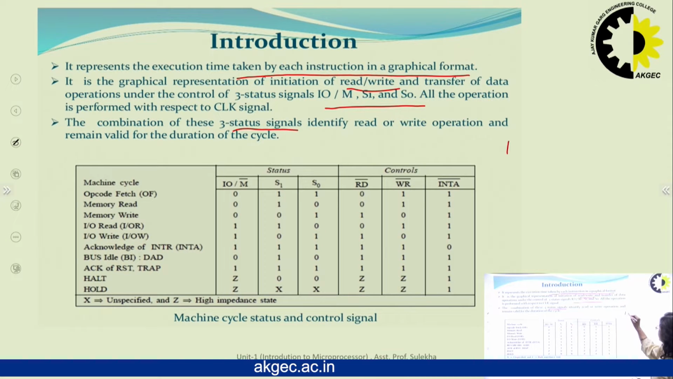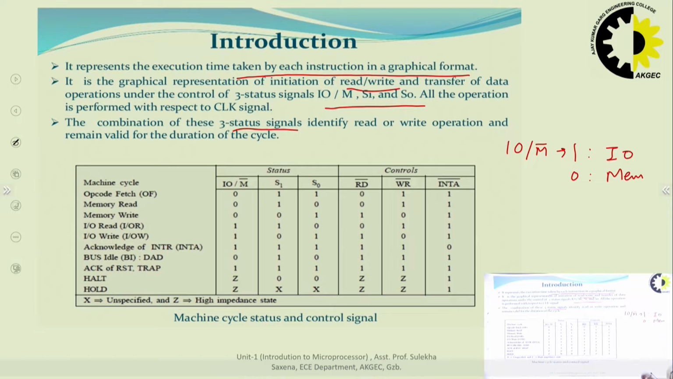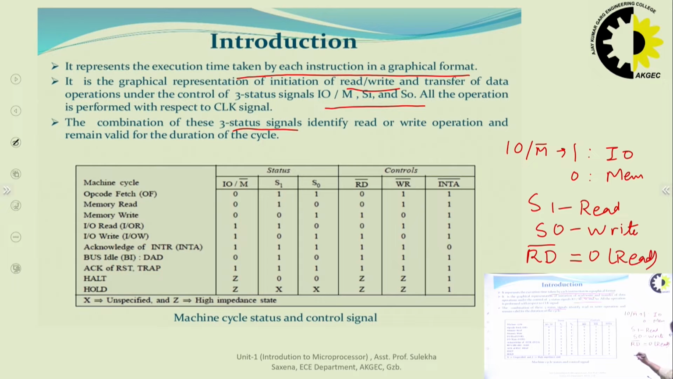In case of IO/M bar, when the signal is 1, we are accessing data from IO, and when it is 0, we are accessing data from memory. S1 corresponds to read and S0 corresponds to write signal. Similarly, for read operation, read bar is 0, and for write operation, write bar will be 0. So, using this concept, now we will define the various cycles.